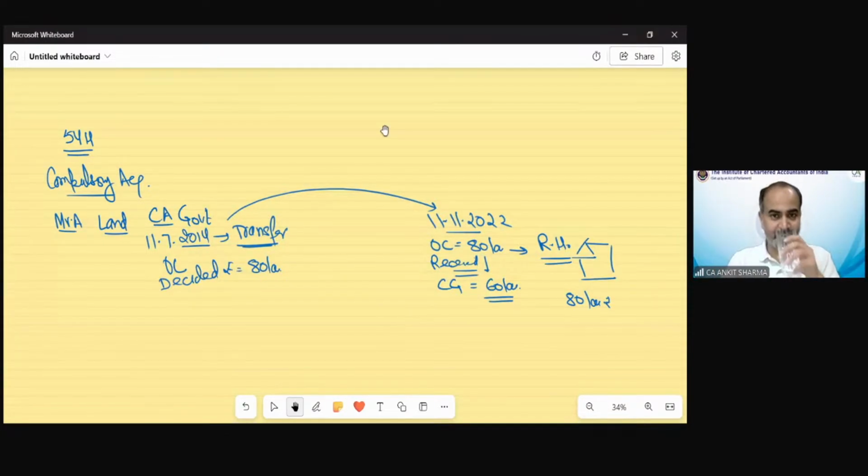Very interesting question. Can he claim exemption in this case? And if yes, in which section? 54D, Mohammed Farhan is saying.